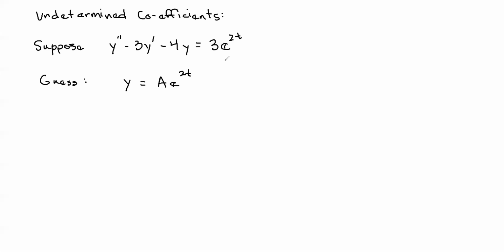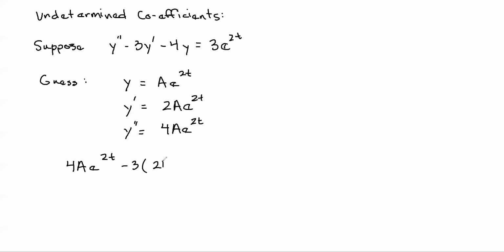All right. So y prime, you're going to get 2a e to the 2t. Y double prime, you're going to get 4a e to the 2t. We've got definitions for y prime and y double prime. Take them, plug them in. You're going to get 4a e to the 2t minus 3 times 2a e to the 2t minus 4 times a e to the 2t, and this still equals 3e to the 2t. Just taking these things and plugging them in, rewriting it.